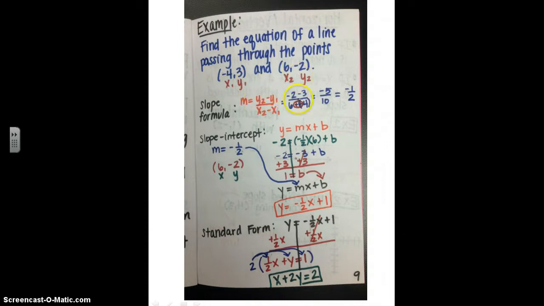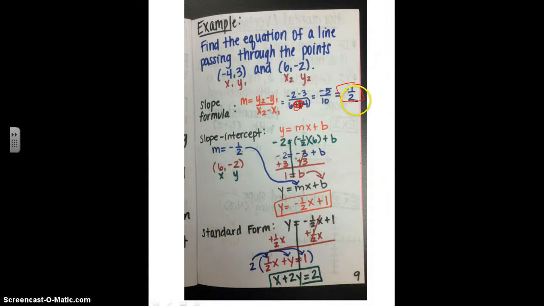y2 is -2 minus 3 divided by 6 minus a -4. Remember, 2 negatives make a positive, so I'm actually adding right here. So I have -2 minus 3, which gives me -5, divided by 6 plus 4, which gives me 10. And then if I reduce that, it gives me a -1/2. So I found my slope to equal -1/2.